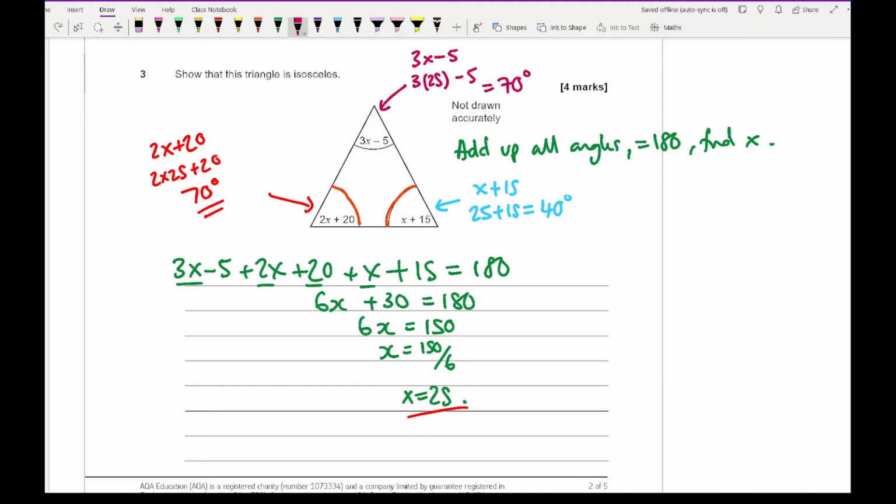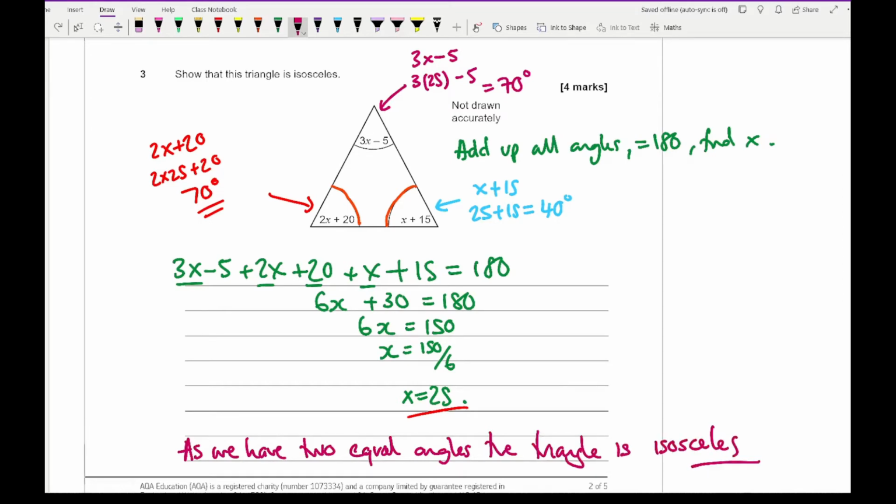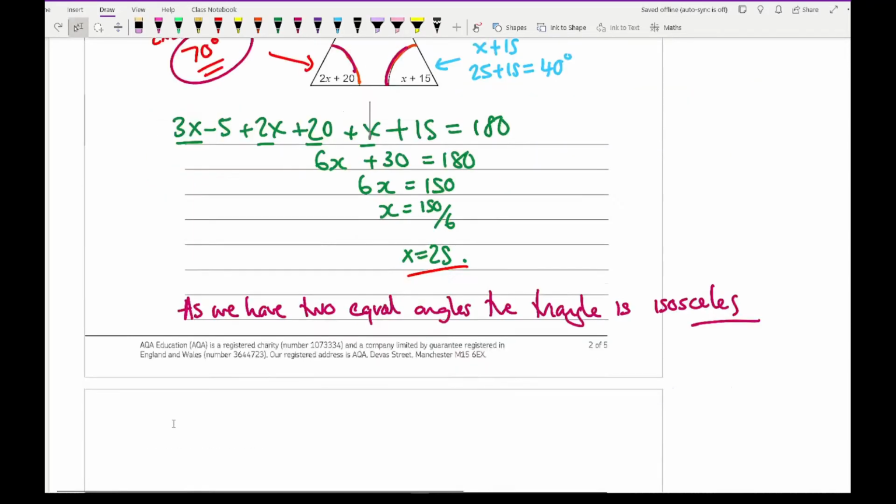So there we can see, as we have two equal angles, the triangle is isosceles. And there we go, because we've got this angle and this angle are the same, even though the diagram kind of just implies that those two angles, both base angles, are going to be the same.